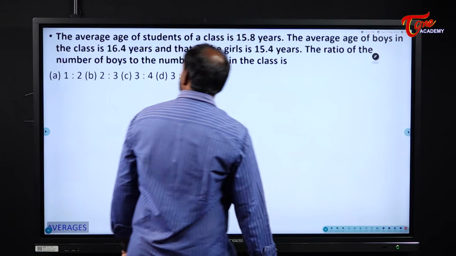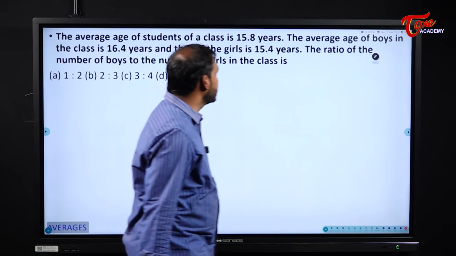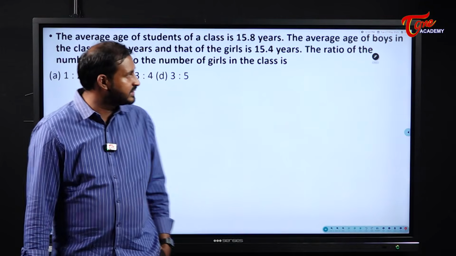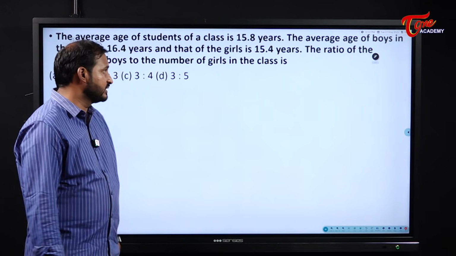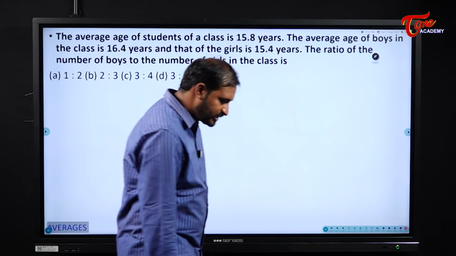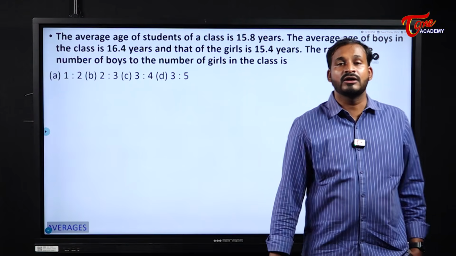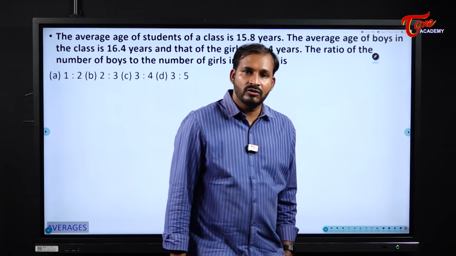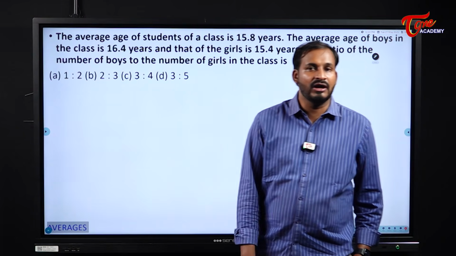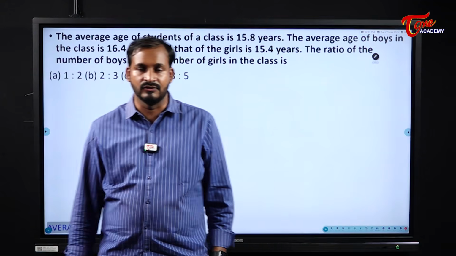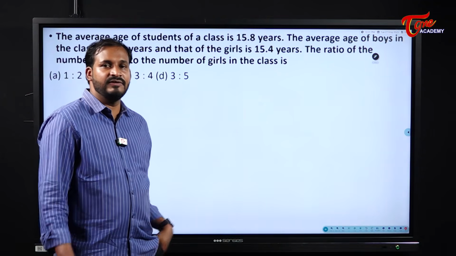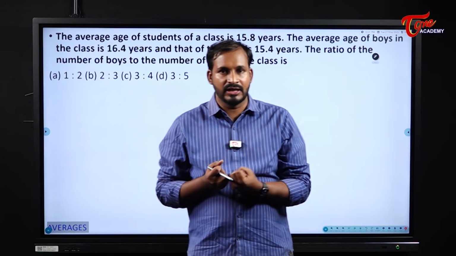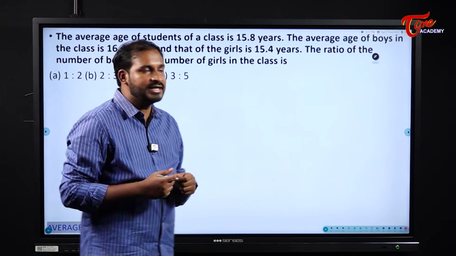Next problem. Now see here. The average age of the students in the class is 15.8 years. The average age of the boys in the class is 16.4 years. And that of the girls is 15.4 years. The ratio of the number of boys. See here, students, we have already finished our concept called allegations and mixtures in our previous videos. In that we used one method, the allegation rule. What the allegation rule tells us is, if two different varieties are mixed to get another output, that means a mean output, then how do we write the allegation rule here?